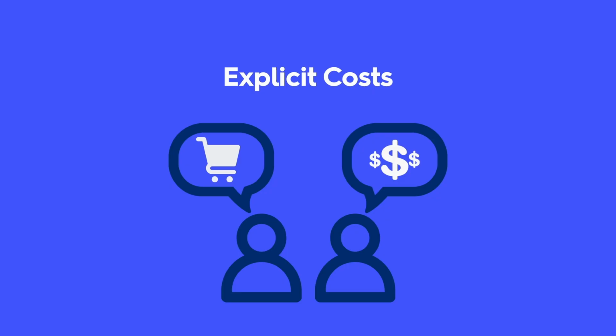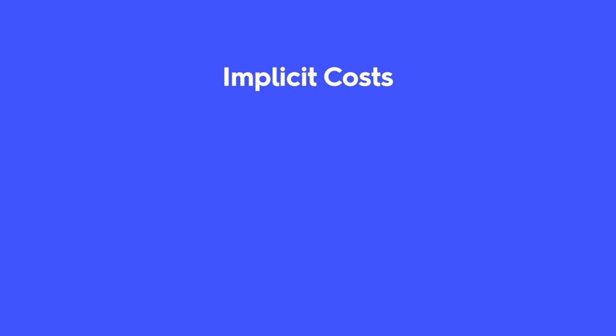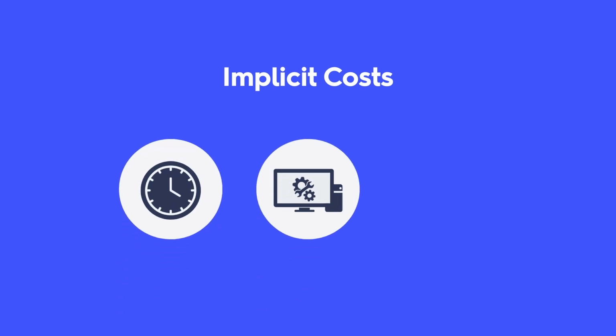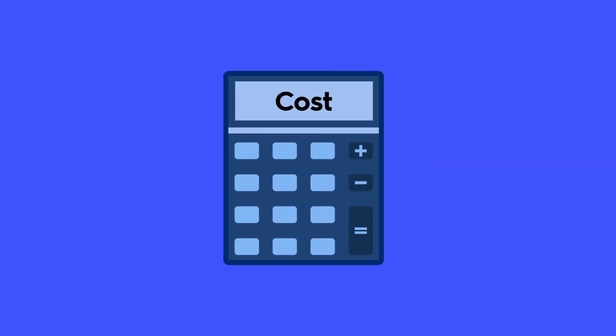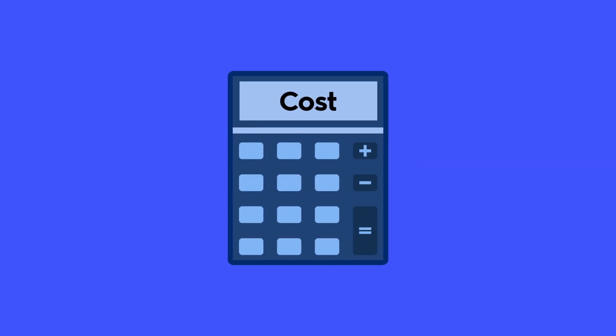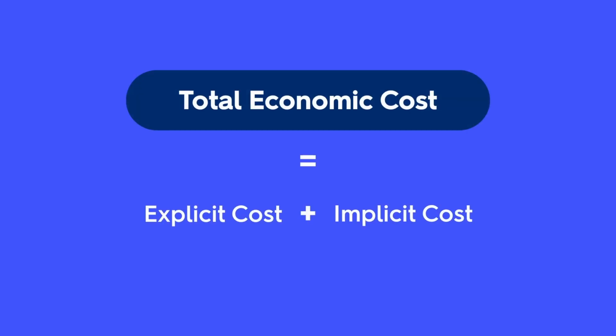But not all costs come with a receipt. There are also implicit costs. These are the opportunity costs of using your own resources. No cash leaves your wallet, but you still give up the value of your next best alternative, like your time, a machine's downtime, or space you could have rented out. When economists calculate cost, they include both pieces together. Total economic cost equals explicit cost plus implicit cost.